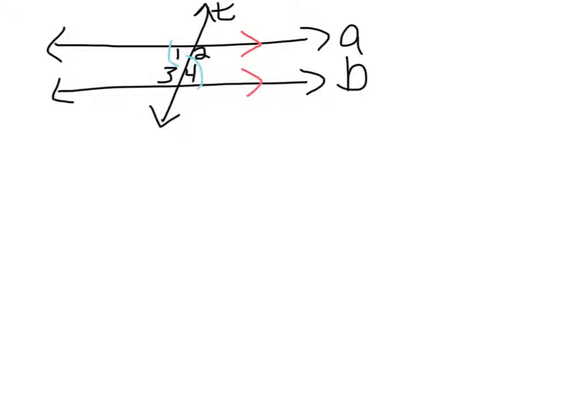The other set that would be congruent would be angle 2 and angle 3, because those are alternate interior angles to each other. So if and only if the two lines are parallel, when those lines are cut by a transversal, then alternate interior angles are congruent.